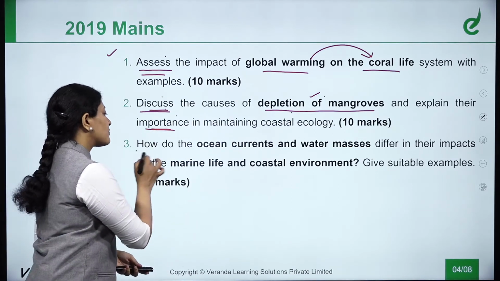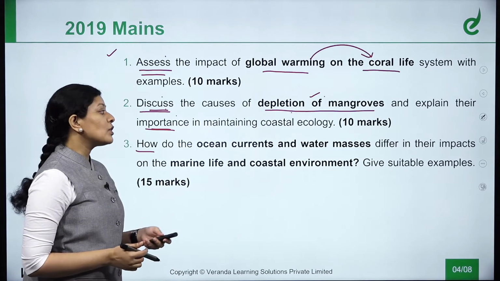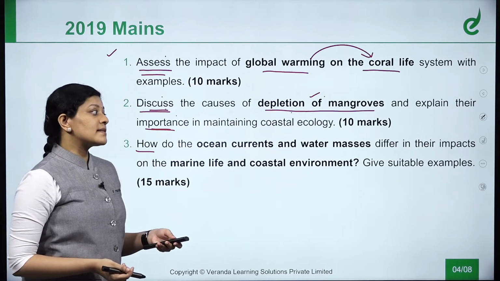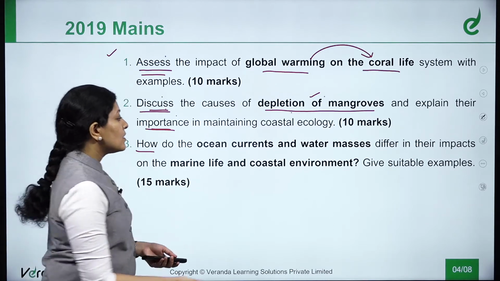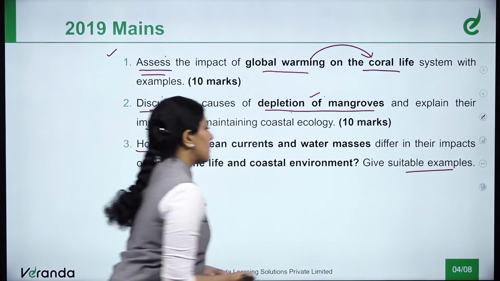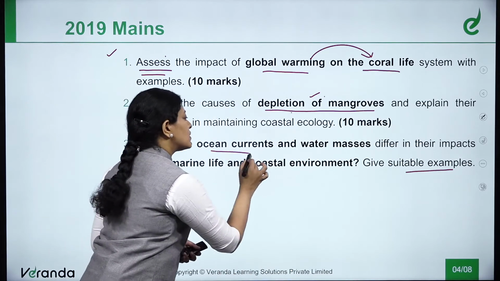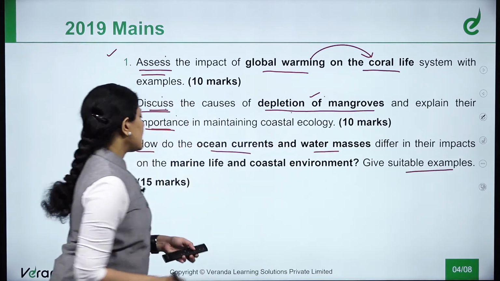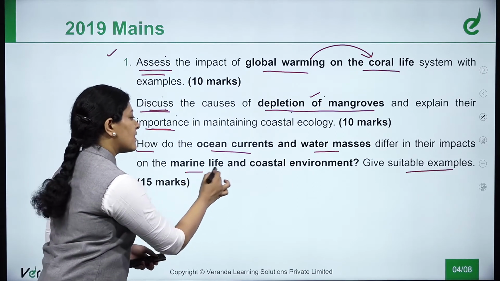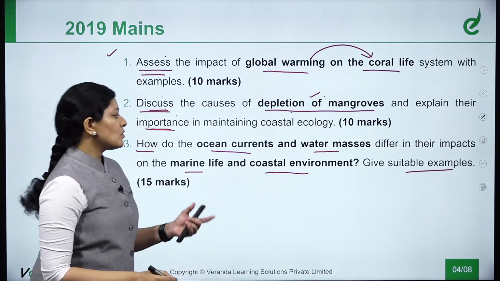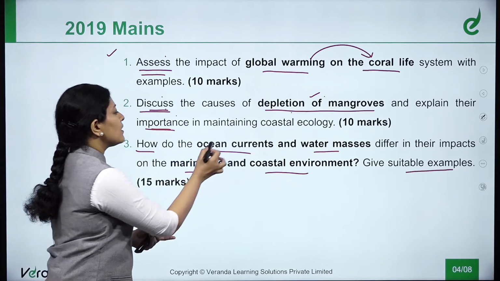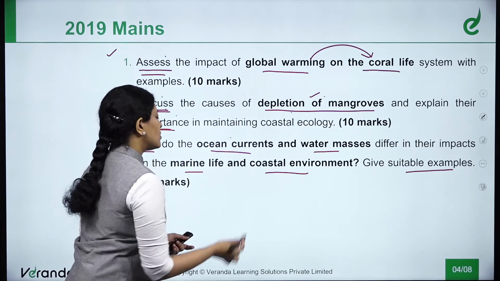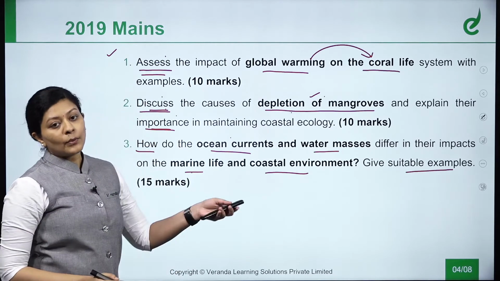And now here, the question over here is how do the ocean currents and water masses differ in their impacts on marine life and coastal environment. So you are supposed to give suitable examples. So you know ocean currents and water masses, their impact in marine life and coastal environment. So you can also include coral life over here, and you are going to relate the relation between ocean currents and the marine life along with the examples.